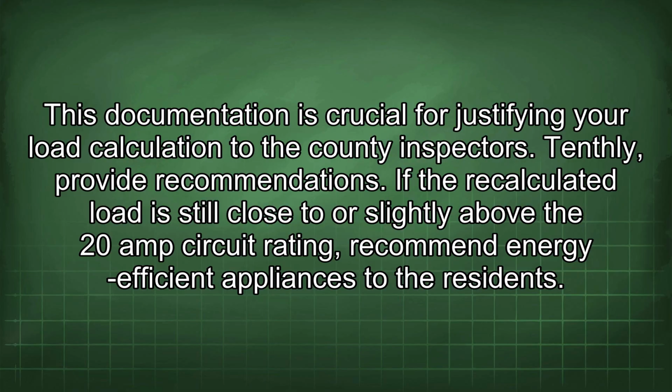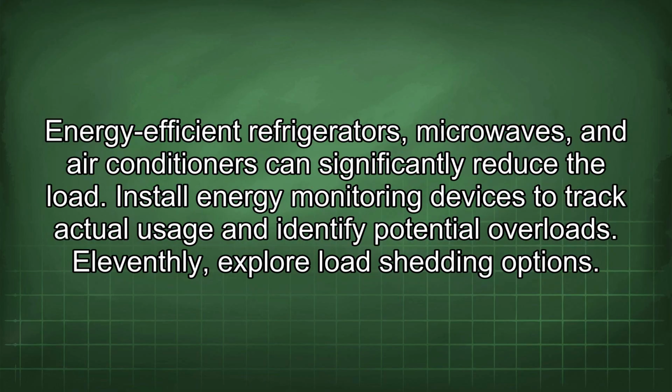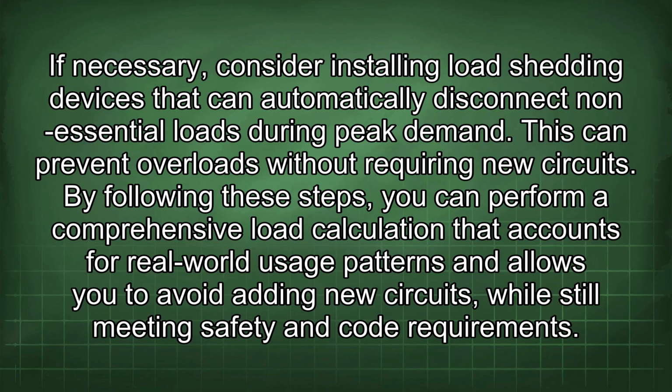Tenthly, provide recommendations. If the recalculated load is still close to or slightly above the 20 amp circuit rating, recommend energy efficient appliances to the residents. Energy efficient refrigerators, microwaves, and air conditioners can significantly reduce the load. Install energy monitoring devices to track actual usage and identify potential overloads. Eleventh, explore load shedding options. If necessary, consider installing load shedding devices that can automatically disconnect non-essential loads during peak demand. This can prevent overloads without requiring new circuits.